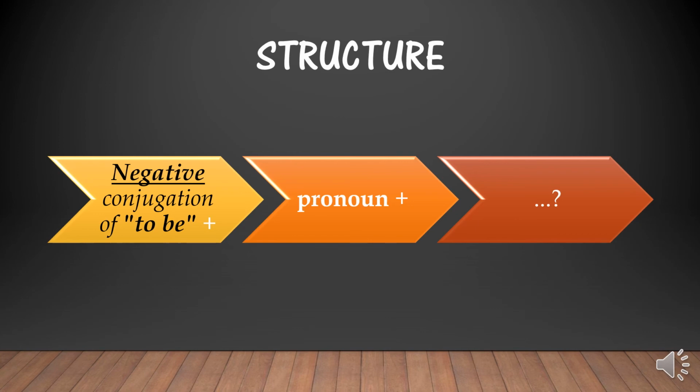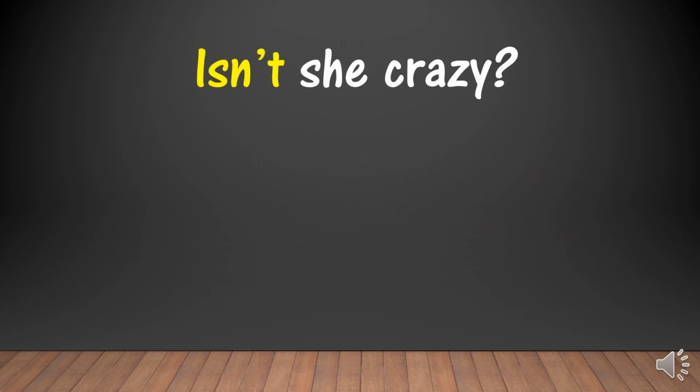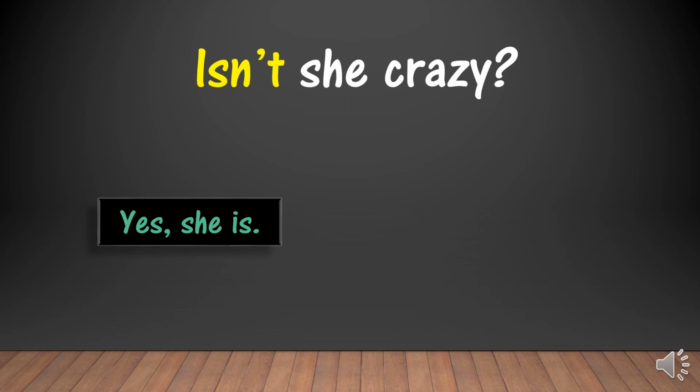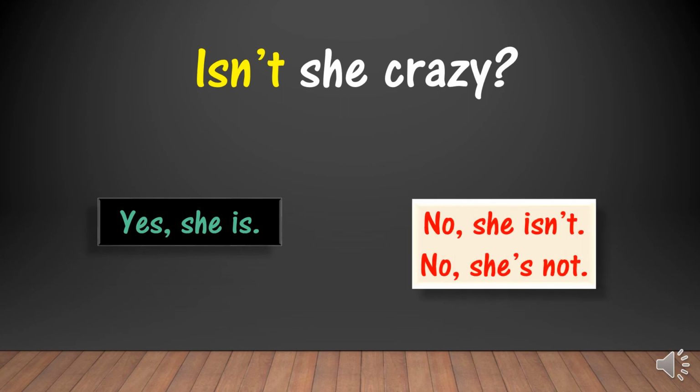So let's look at some examples. Isn't she crazy? Isn't our English teacher crazy? Yes, she is. Or, no, she isn't. No, she's not. Take a look and realize here that the responses, yes, she is, and no, she isn't, or no, she's not, stay the same. Whether it's a question that is expecting a positive response or not, the responses are always the same.